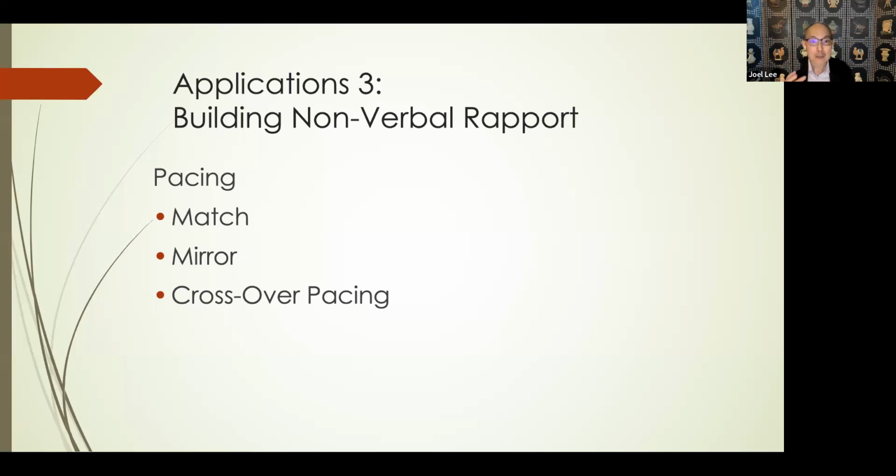So matching and mirroring is basically arranging your body language such that it paces. It's not exactly the same, but it is a little bit like the person you're trying to build rapport with. I'll give you a cautionary word a little bit later, but for the moment, just remember, matching and mirroring is about organizing your body language in a way that estimates theirs. Crossover pacing is slightly different.